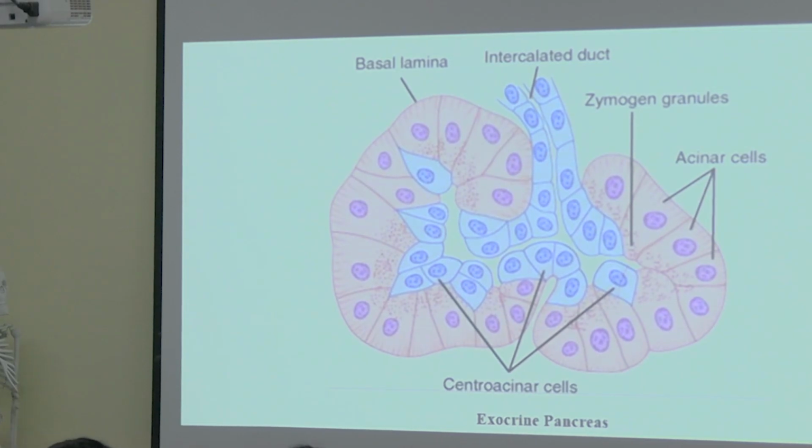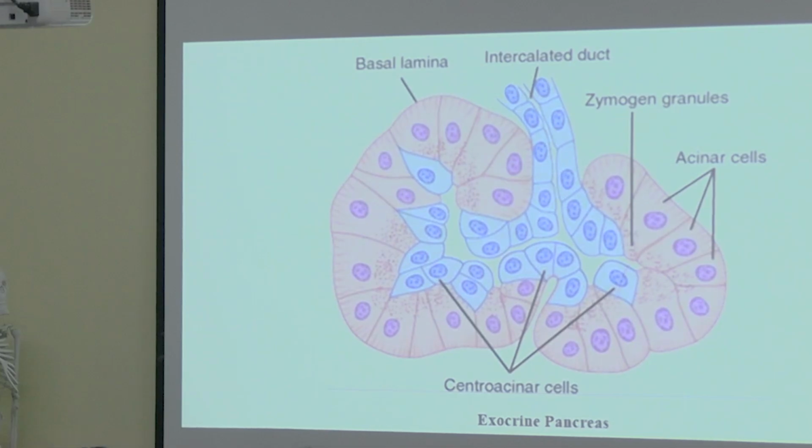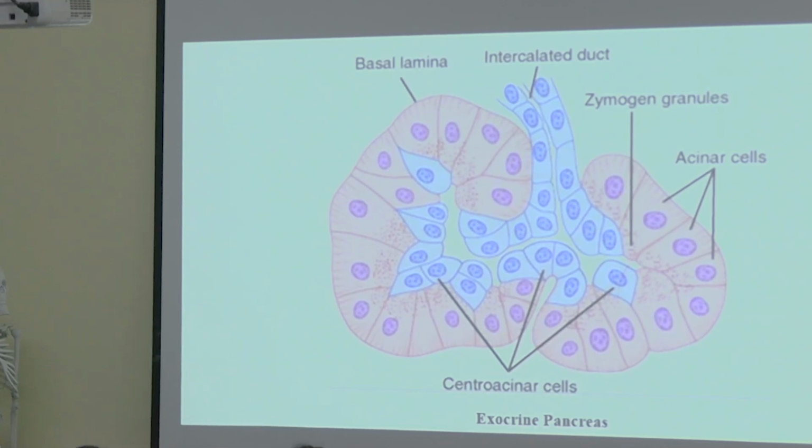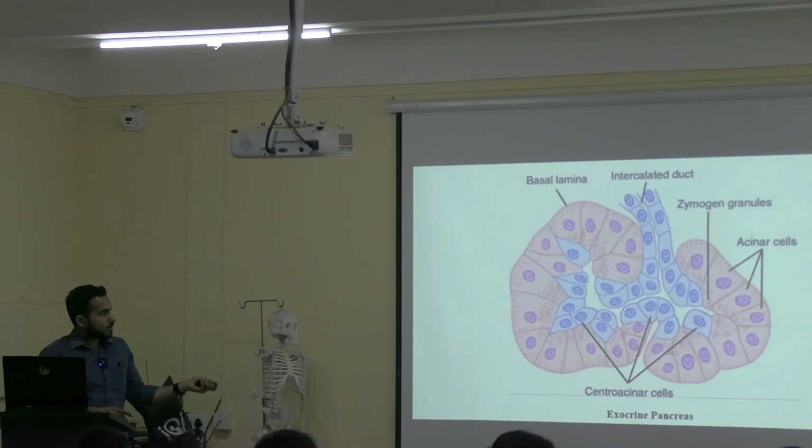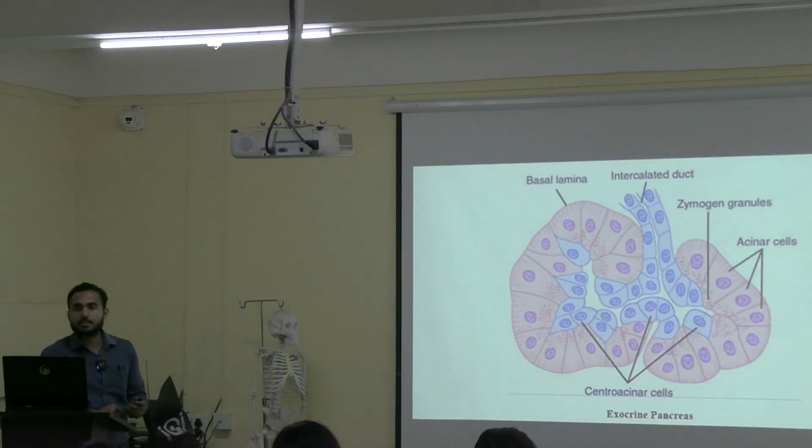And after that, if you are taking the section, then at the center you will get this kind of cells. What is the appearance of those cells? They are pale staining and squamous-like in appearance. What is the main function of these cells? Bicarbonate ion. So what is the function of the centroacinar cell? They will secrete bicarbonate ion.